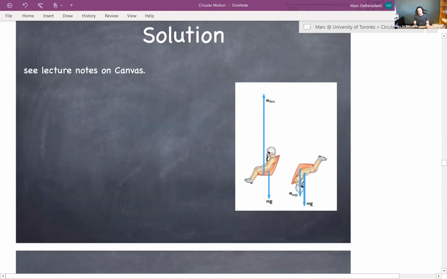So here's a little pictorial example. At the bottom, the normal force is really large, which is why you feel heavy. And at the top, assuming we're traveling at a constant speed, you can guarantee that the normal force at the top is smaller than what it would be at the bottom. But we still can't guarantee it's going to necessarily be less than your weight.